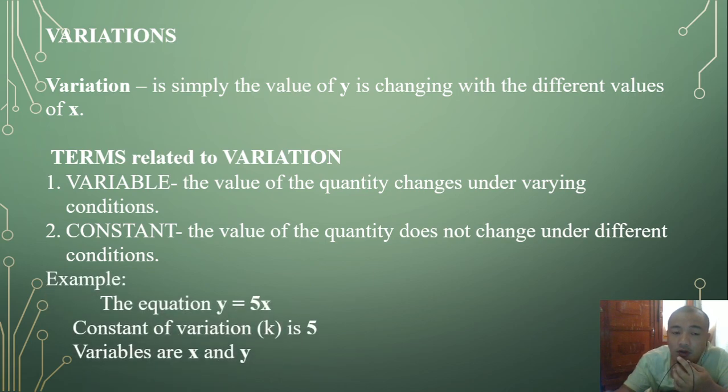Example, the equation y equals 5x. This is an example of a variation equation, and the constant of variation, wherein the symbol for constant of variation is small letter k, is 5 here. So 5, yan. And this constant of variation will not ever change. Whereas the variables are x and y, so ito yung mag-change, mag-change yung kanyang mga values. Pero yung constant, it does not change.